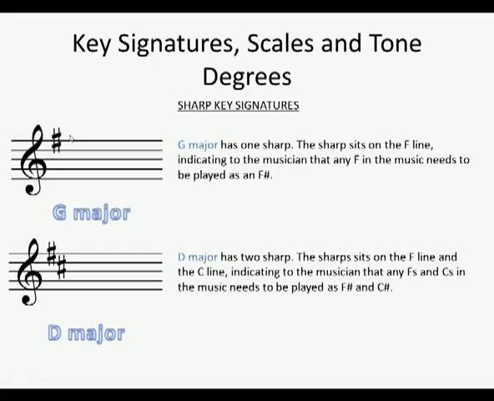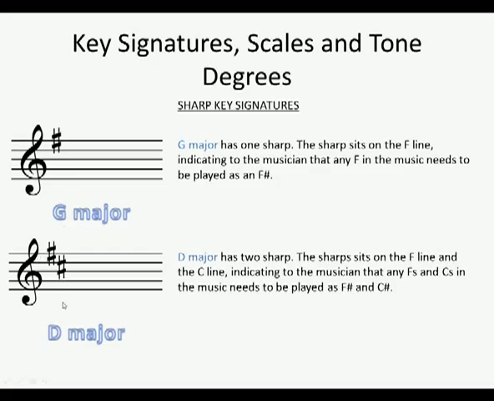D major has two sharps. The sharps sit on the F line and the C line, indicating to the musician that any Fs and Cs in the music need to be played as F sharp and C sharp.